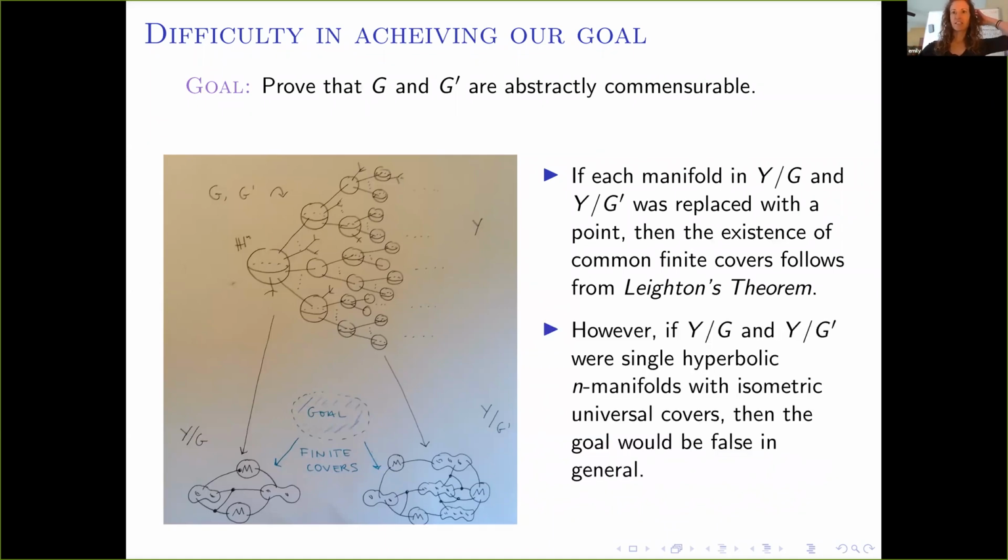But on the other hand, if the quotient spaces Y mod G and Y mod G prime were just single n manifolds with isometric universal covers, then in general, it would be impossible to find homeomorphic finite sheeted covers because there are incommensurable hyperbolic n manifolds for n at least 3. So our result shows that the situation of a graph of manifolds is much more closely related to the graph case than to the manifold case.